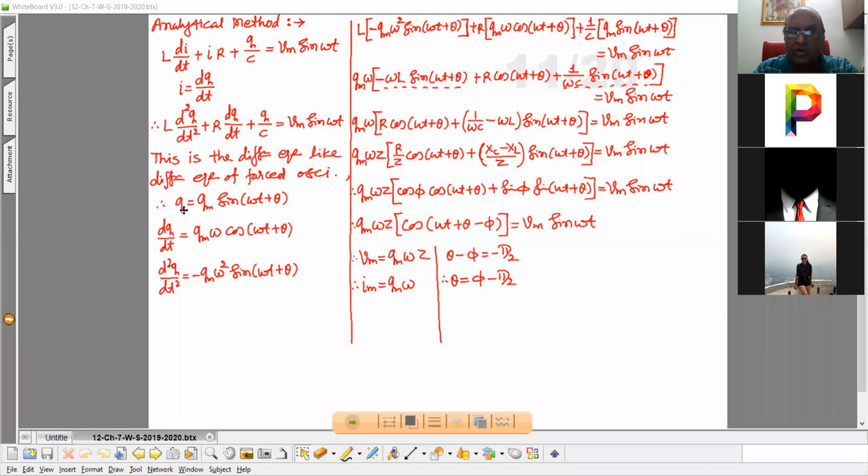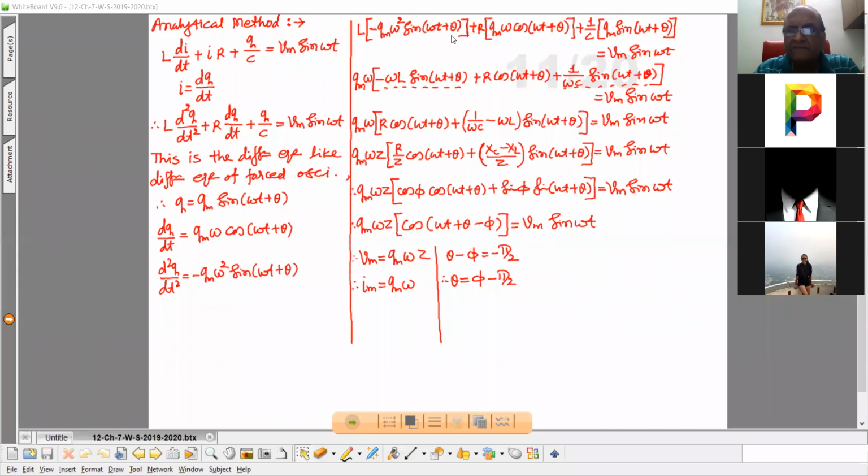Now substitute these three values of q, dq by dt and d2q by dt2 in this particular equation. Clear? Now say L into d2q by dt2. So that is minus qm omega square sine omega t plus theta. Okay? Plus R into dq by dt. But dq by dt, that is qm omega cos omega t plus theta, is substituted here. Then q by C. So 1 upon C into the equation of q, that is qm sine omega t plus theta. And that is equal to Vm sine omega t.